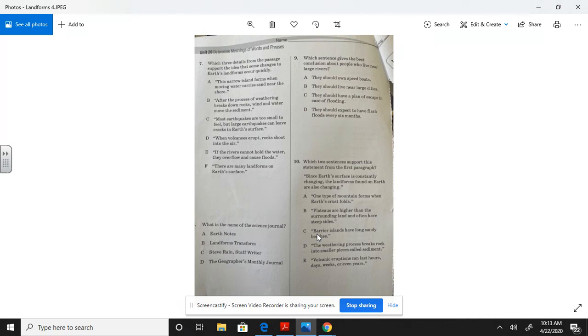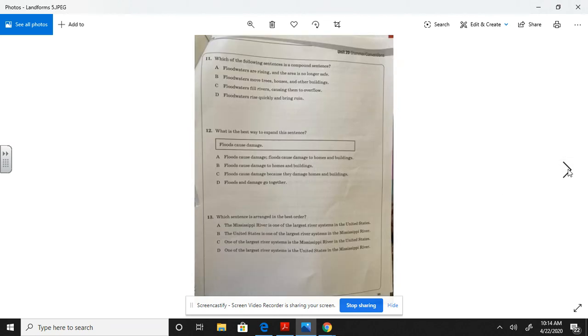One type of mountain forms when Earth's crust folds. Yeah, when Earth's crust folds, that would be it changing. So A would be an answer choice. B, plateaus are higher than the surrounding land and often have steep sides. No, that's just a description of what a plateau is. C, barrier islands have long sandy beaches. No, again, that's just a description of a barrier island, giving you a detail of it. D, the weathering process breaks rock into smaller pieces called sediment. Yep, that's talking about how landforms are changing. So A and D were the correct answers here.